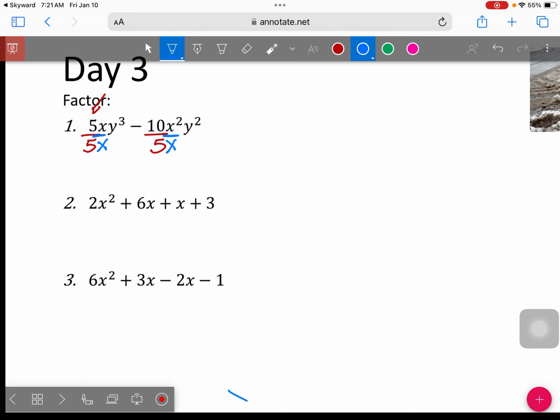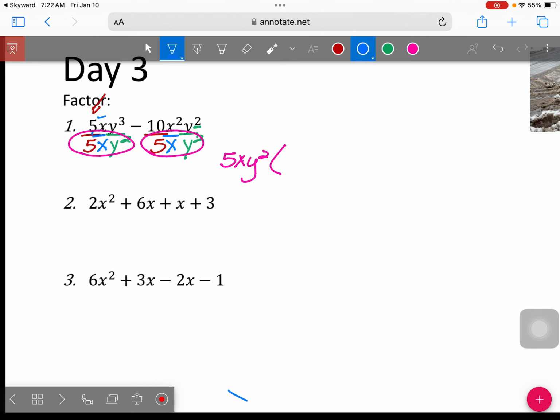All right. And then I also have the variable y to the third, y to the second. What exponent am I going to divide by? Y to the second. Yes. You always look at the smallest number. Okay? So this is my greatest common factor, and I'm going to pull that out front. So 5xy to the second times, big parenthesis here, and then we divide.